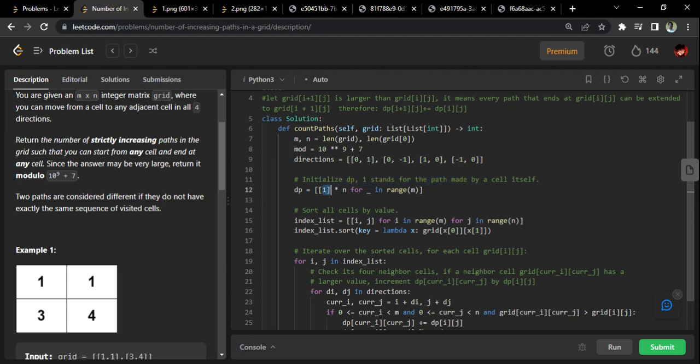Then this will represent the row basically. It will represent each of the rows. Then for each row, this will be one row, and we are then multiplying it with the number of rows we need. So it will copy it.